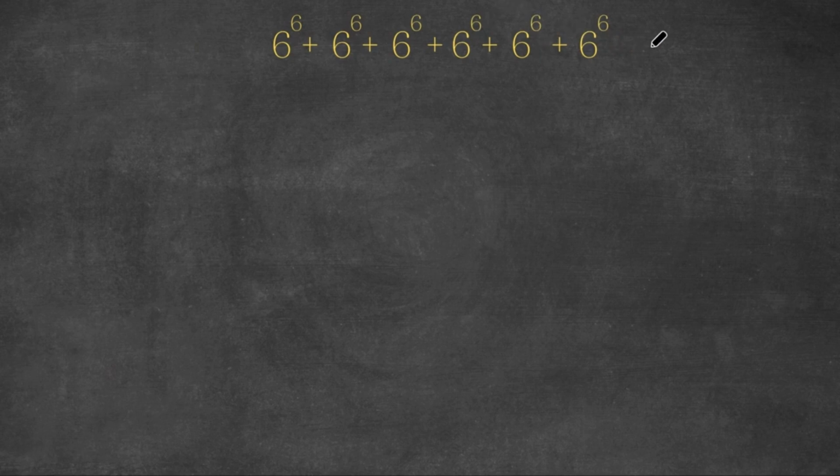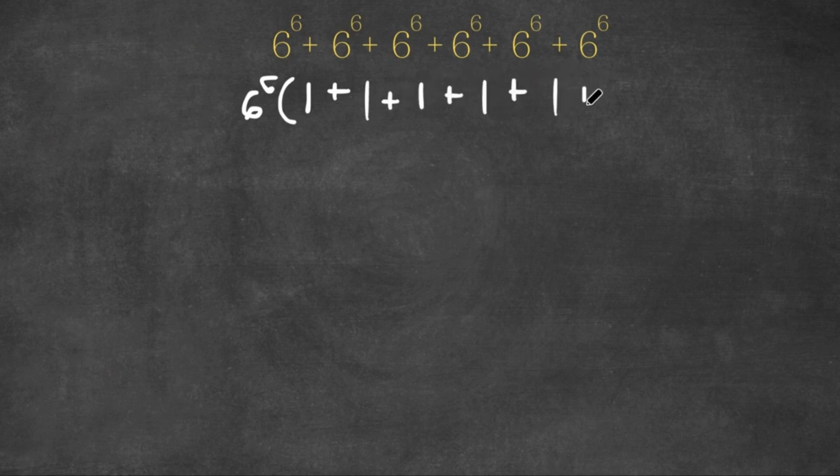Now, because all of these terms are the same, I'm actually just going to factor out 6 to the power of 6. So if I factor out 6 to the power of 6, I get 6 to the power of 6 times, now 6 to the power of 6 divided by 6 to the power of 6 is 1, plus same thing, 1, plus 1, plus 1, plus 1, finally plus 1.